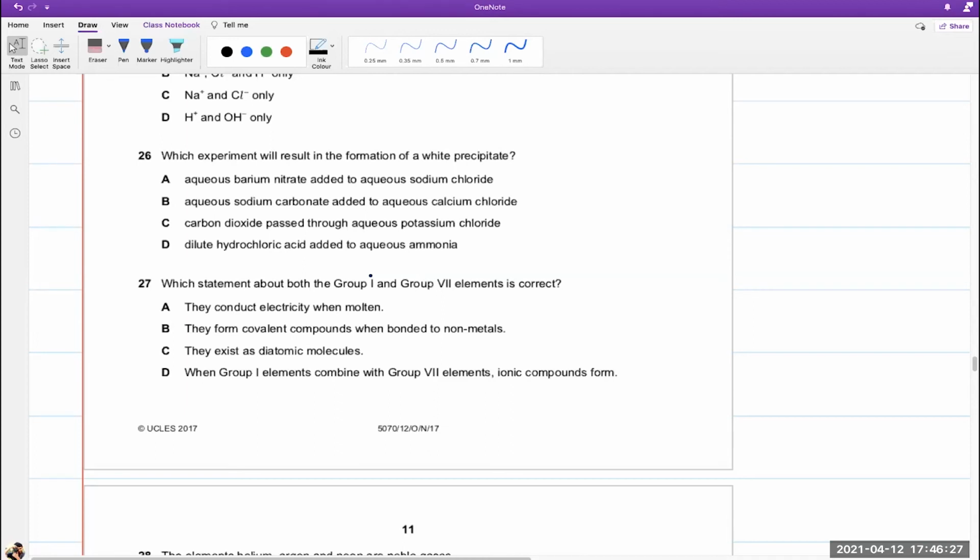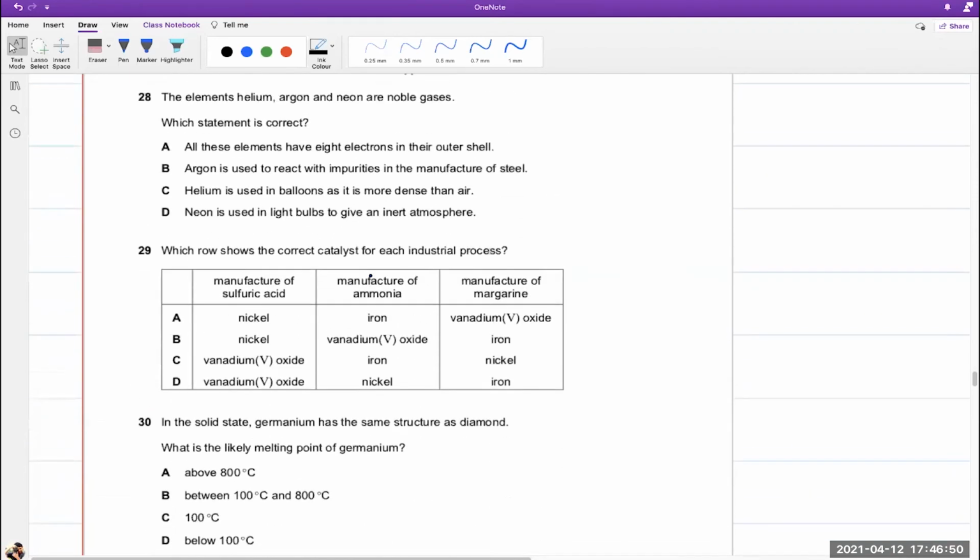Which statement about both the group 1 and group 7 elements is correct? ठीक है जी, देखते हैं. They conduct electricity when molten. Group 7 कैसे करेगा? नॉन मेटल नहीं कर सकता. They form covalent compounds, impossible. They are ionic. One is metal. They exist as diatomic molecules. Group 7 does, group 1 doesn't. When group 1 elements combine with group 7, ionic compounds form. Perfect. बिल्कुल ऐसे ही. Example, sodium chloride.